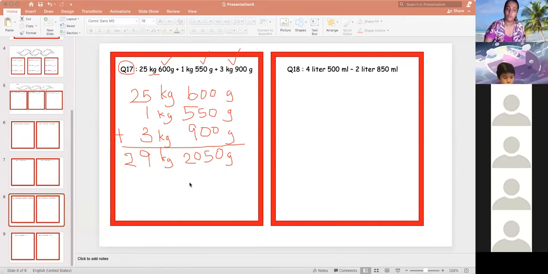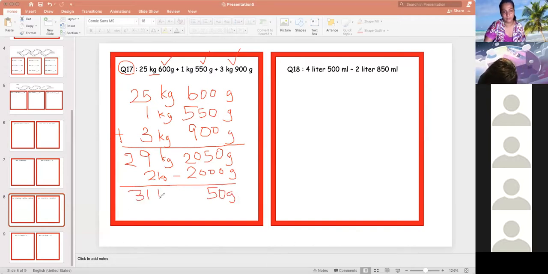This one, now you know 1 kilogram is 1000 grams. So subtract 2000 grams. Take away the 2000 grams and add 2 kilograms. So what will your answer be now? Here you'll have 50 grams and over here will be 31 kilograms. This would be your answer if the units are written separately.